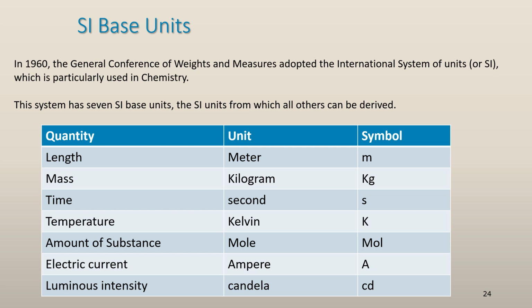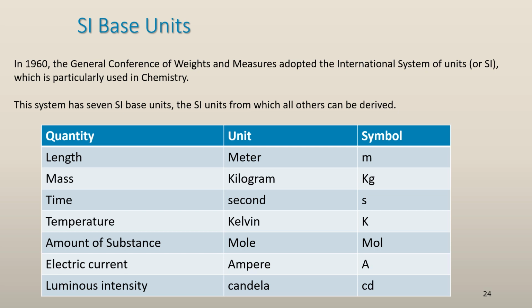So speaking of units, these are our standard units that we'll be using in chemistry. In 1960, the General Conference of Weights and Measures adopted this International System of Units. So a lot of countries use it all the time. Of course, in the United States, we use it in science, but not in our regular everyday life.